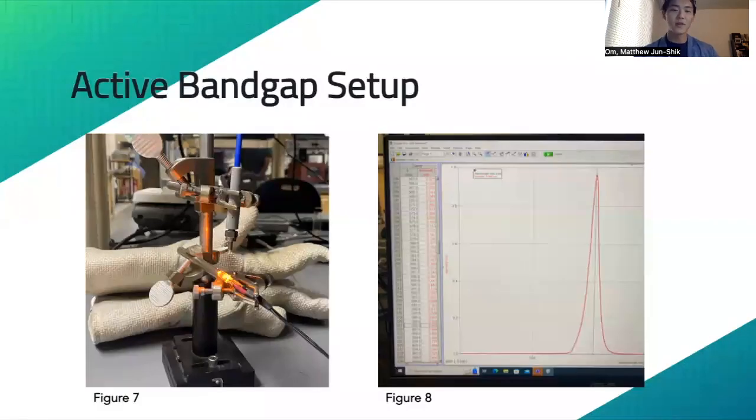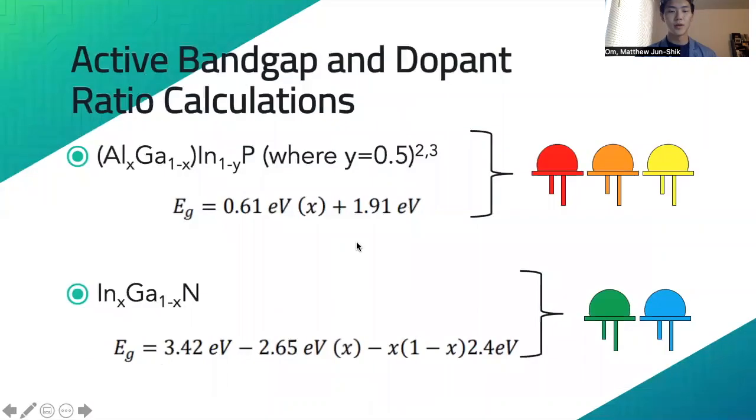The second part of the investigation involves calculating the active band gap and dopant ratios. Using an Ocean Optics UV-vis spectrometer, as Figure 7 shows, the fiber optic cable was held next to the LED when fully lit, and the emission wavelength was obtained for all 5 colored LEDs. Figure 8 shows the individual emission spectrum for the orange LED. Using the wavelengths of max emission, the active band gap energy could be calculated using the simple E equals hc over lambda equation. The active band gap could then be used to calculate the dopant ratios.